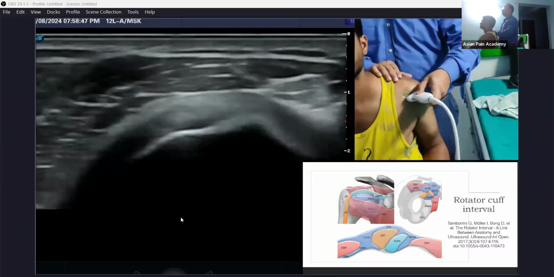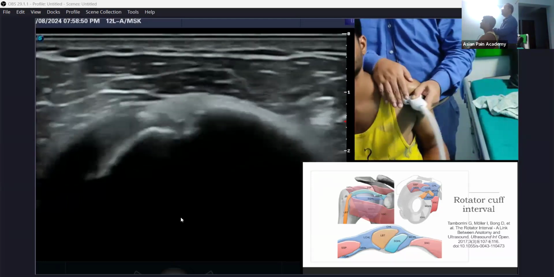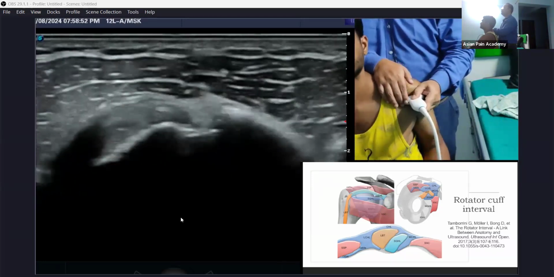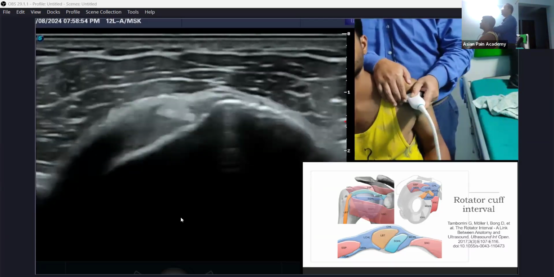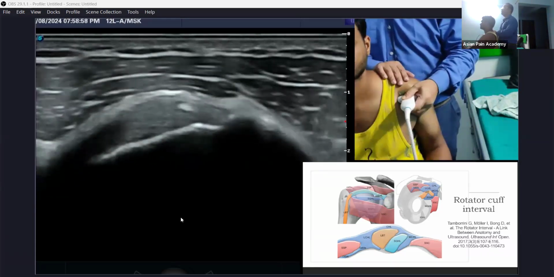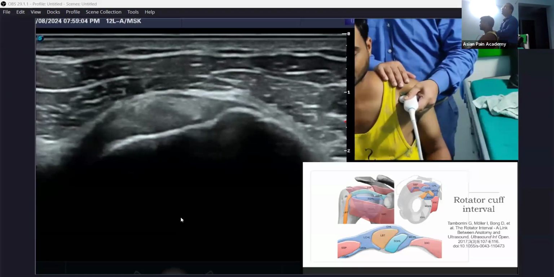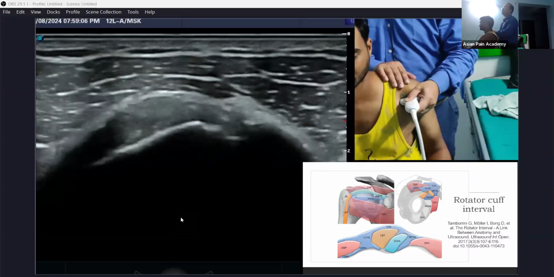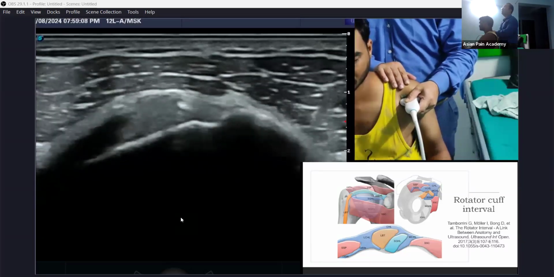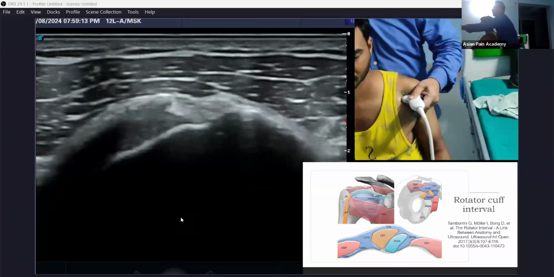So how do we see the rotator cuff interval? You can see again the bicipital groove. We can see that the biceps tendon is a bit tilted towards the subscapularis. Medial side means the left side of your screen. We can see the subscapularis tendon, and the biceps tendon you can see in the middle.